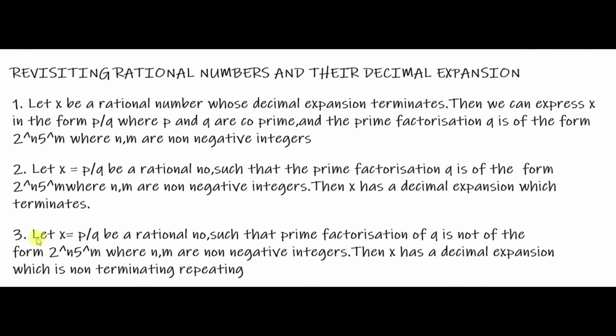If the denominator is of the form 2 raised to n into 5 raised to m, that means the decimal expansion terminates. If the denominator is not of the form 2 raised to n into 5 raised to m, the decimal expansion is non-terminating repeating. We can see this by means of some examples.